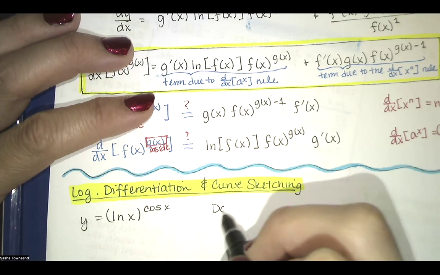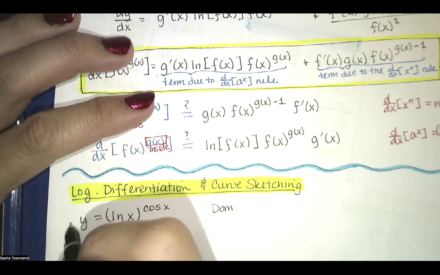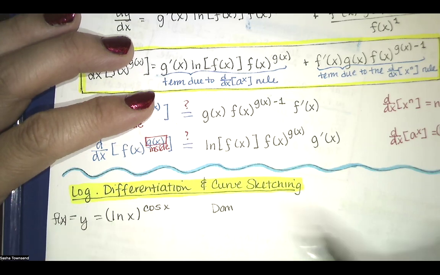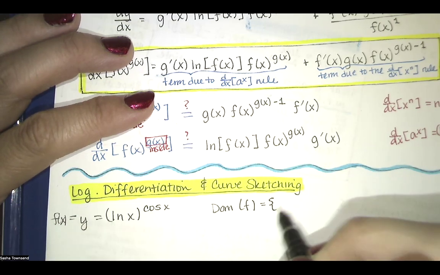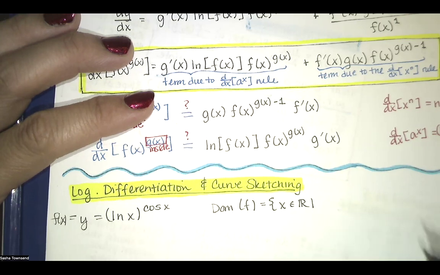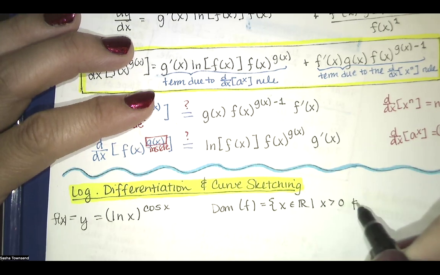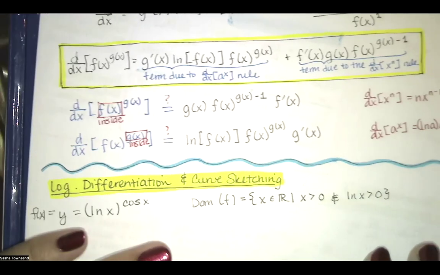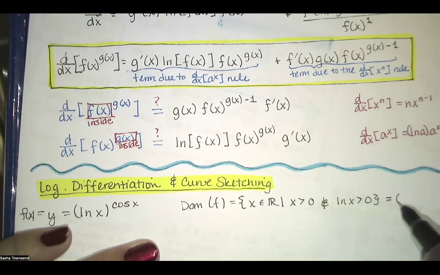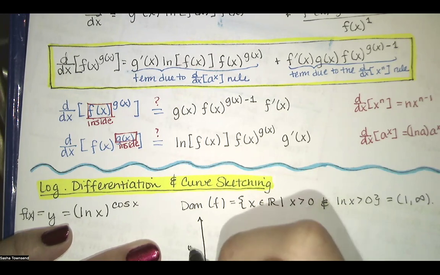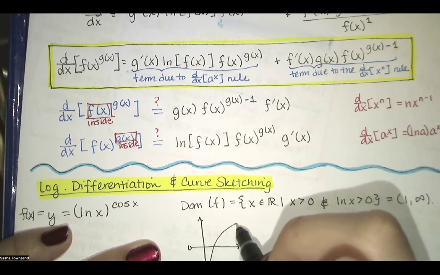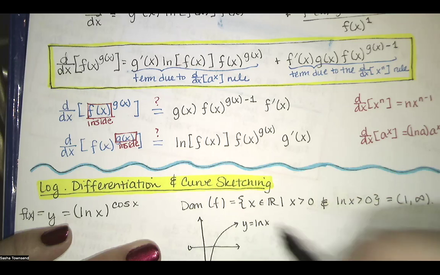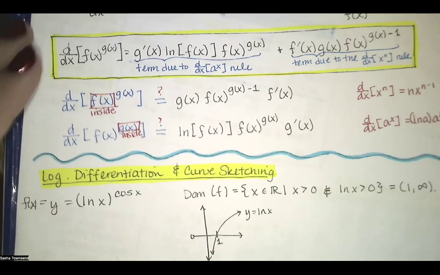then the domain of y, maybe I should give it a name, call it f of x. The domain of x is going to be the set of all x in the real numbers such that x is positive and I need natural log of x to be positive. Now, if natural log of x is positive, then we're requiring ourselves to be on the interval from 1 to infinity. And that's because we know what the natural log of x looks like. Natural log of x looks like this. When x equals 1, natural log of x equals 0 because e to the 0 power is 1.